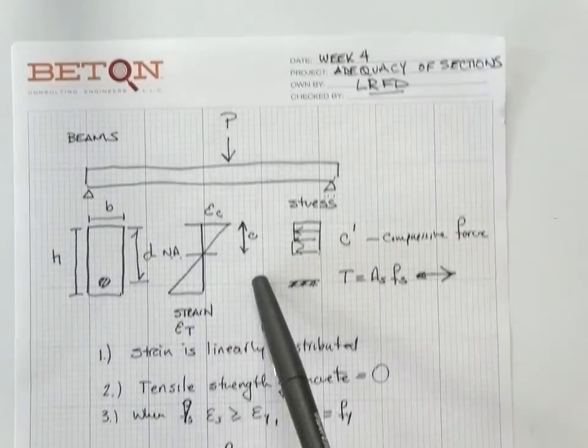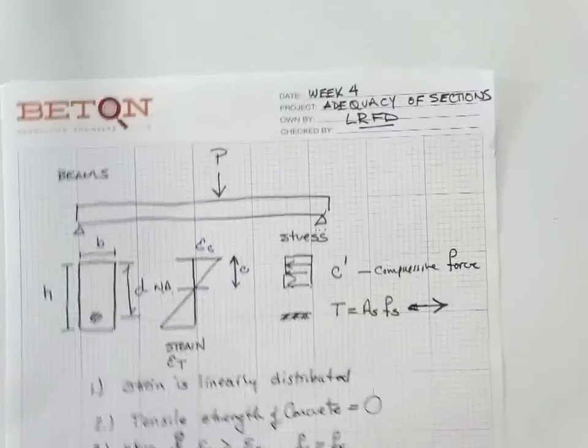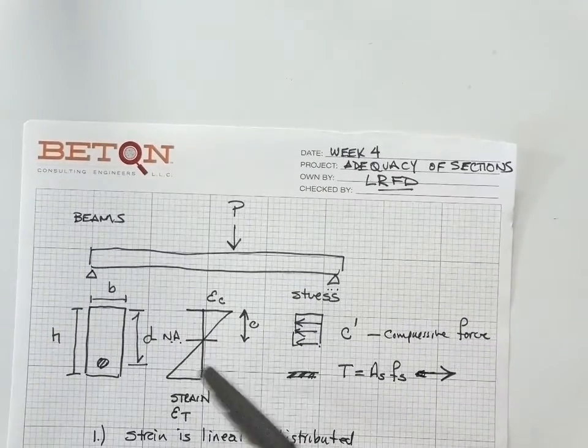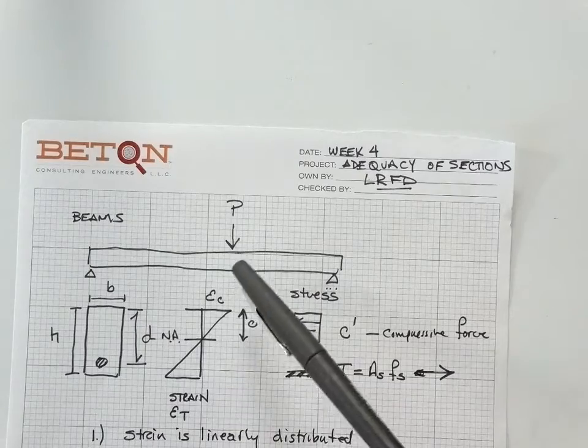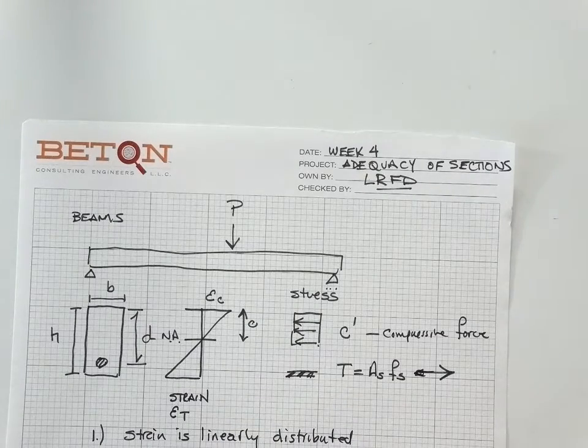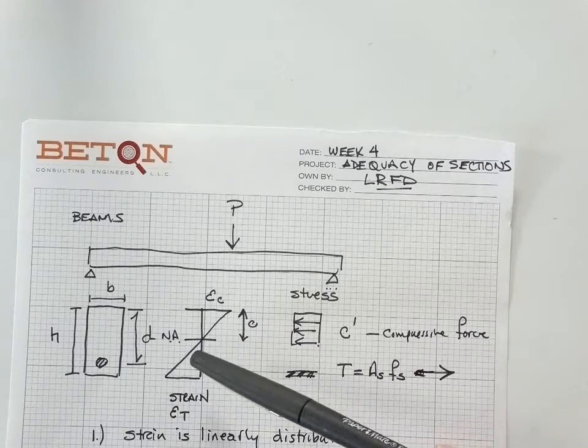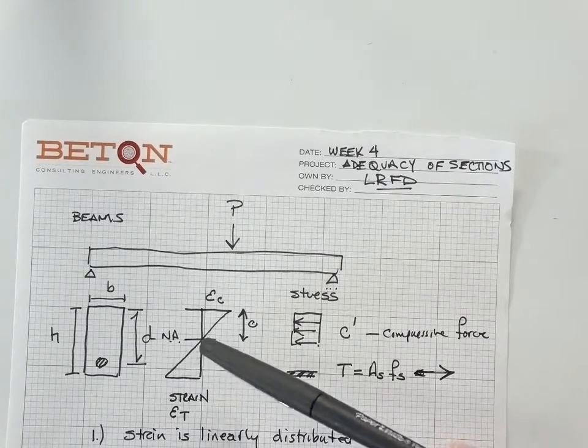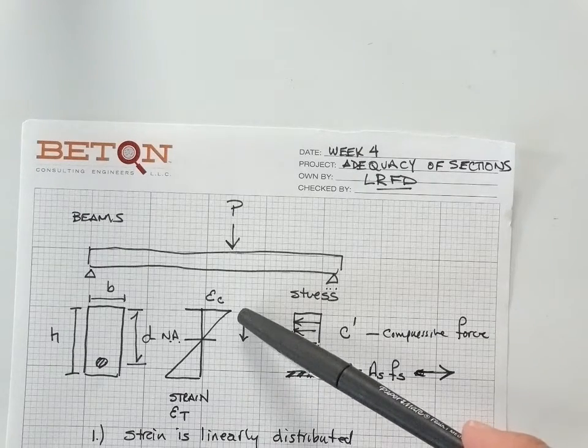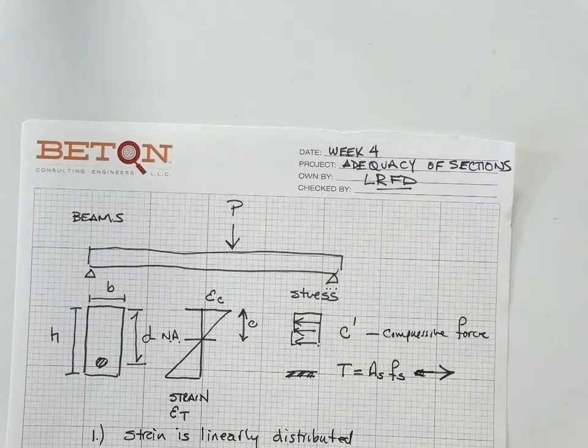Now, we know we made three assumptions. Let's do it the easy way. Number one, the strain from the top to the bottom is linearly distributed, and somewhere in there is a point where it has to be zero, which is the neutral axis. Our depth to the neutral axis is C. If this was a wooden beam or a steel beam, because it doesn't crack, we could assume the neutral axis is in the middle. But that's not true in this case. In this case, the neutral axis is wherever it crosses zero.